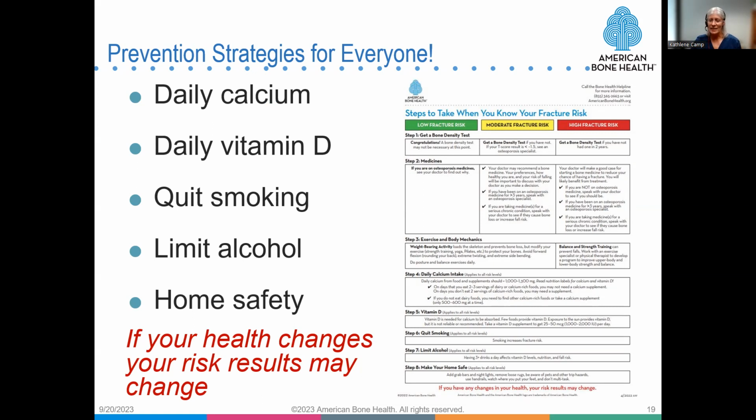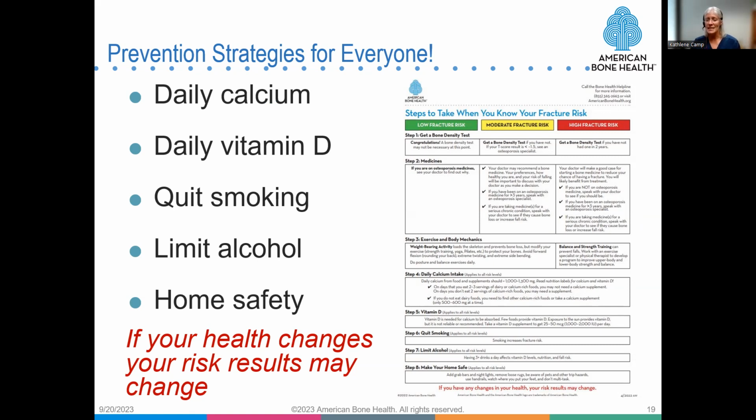Your daily calcium from food and supplements should equal about 1,000 to 1,300 milligrams, depending on your age. On days that you eat 2 to 3 servings of dairy or calcium-rich foods, you may be getting all the calcium you need. On days that you don't eat 2 servings of calcium-rich food, you may need a supplement. If you do not eat dairy foods, you need to find other calcium-rich foods or take a calcium supplement. Now, the body can only absorb 500 to 600 milligrams of calcium at a time, whether it's in food or supplements.